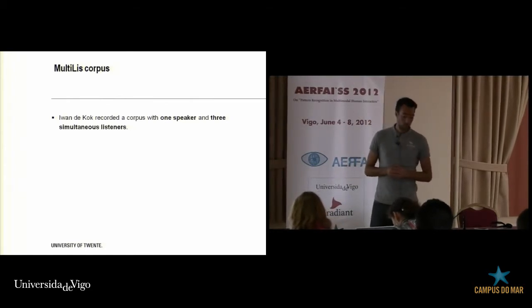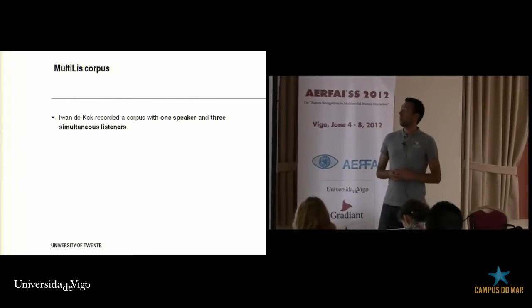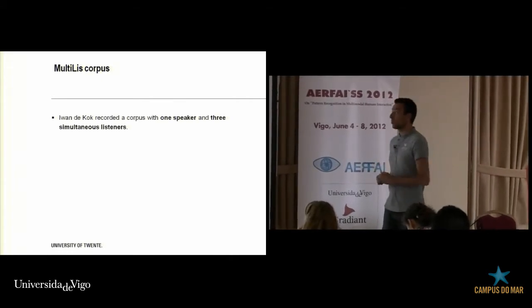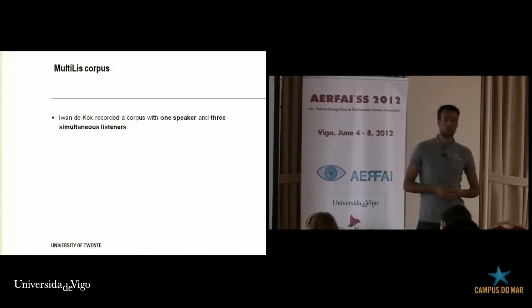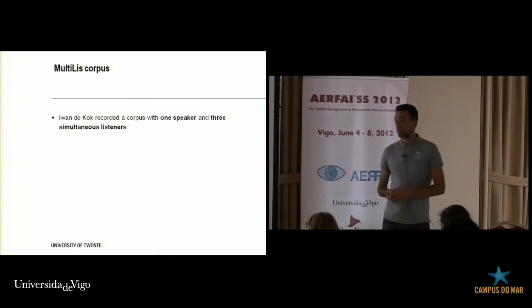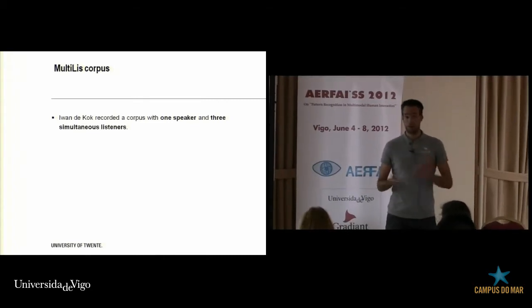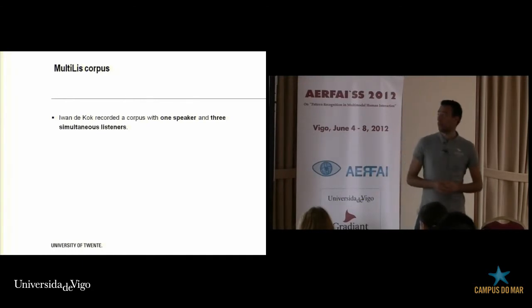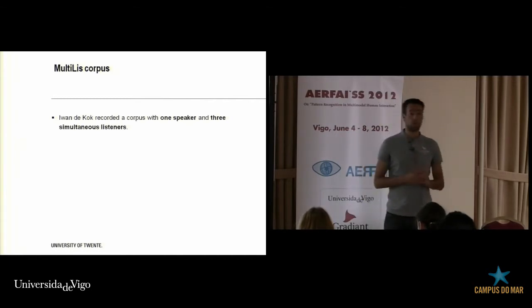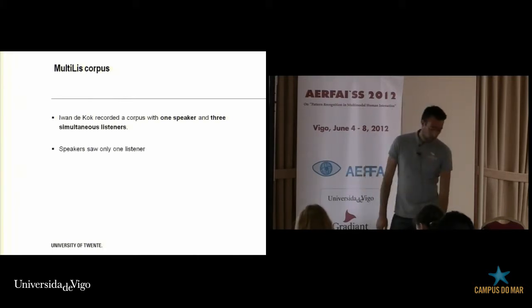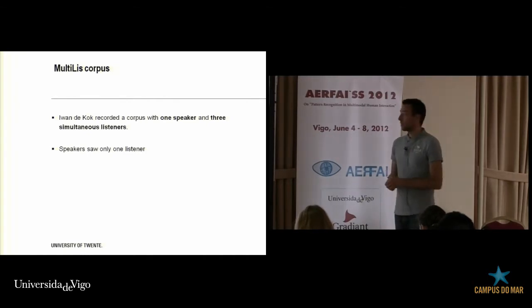First, some preliminary work. Just a couple of slides about the MultiLIST corpus that was recorded by Ivan, and that was presented a little bit yesterday in his slides and also in his poster. So you might have seen that. I'll go over it really quickly. He had 1 speaker and 3 listeners at the same time, so 4 people engaged in the conversation. They were all at different sites, recorded, and they could see each other at the same time. They were paired, and actually, all the listeners could see the speaker, but the speaker saw only 1 listener.